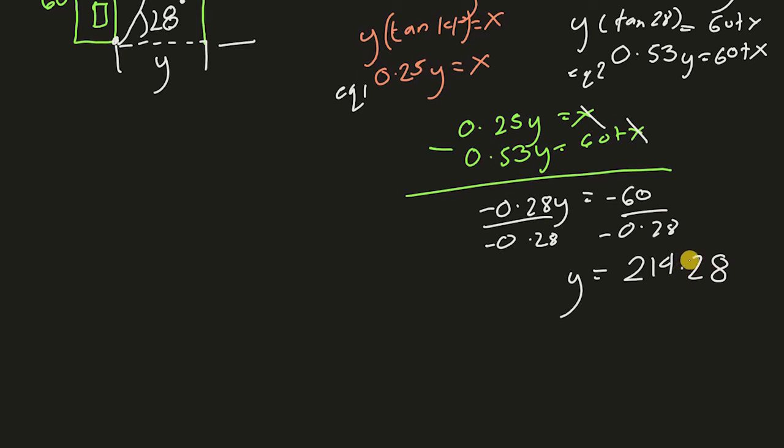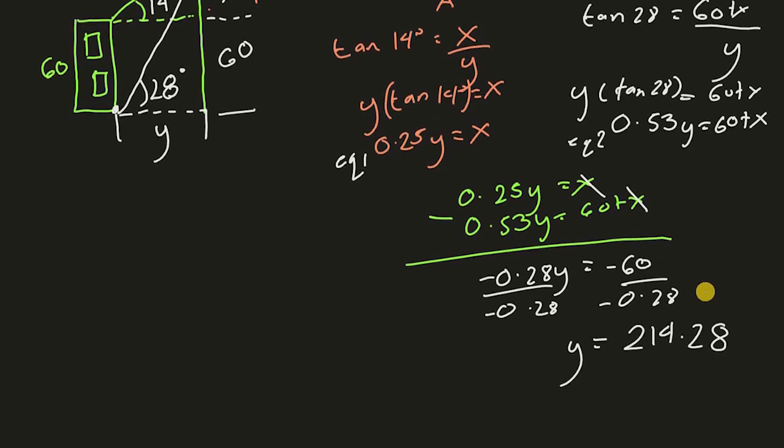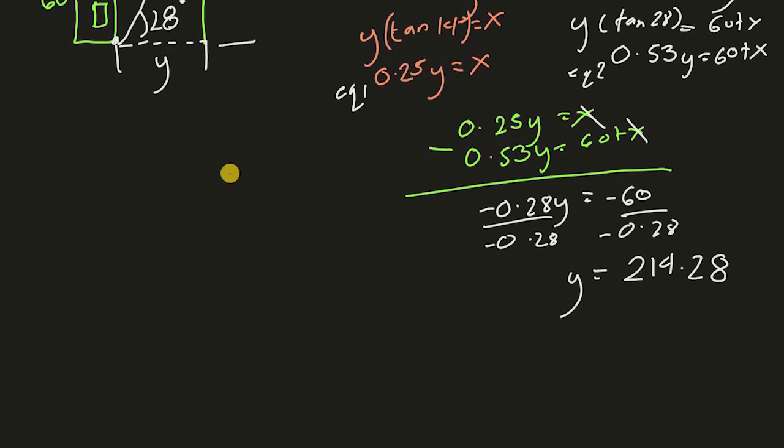So, that's the value of our y. This, the distance from the building to the bottom of the pole, is 214.28. Now, next is let's solve for the value of x. To solve for the value of x, we can just equate that here. So, that's 0.25y is equal to x. The value of our y is 214.28, so 0.25 times 214.28 is equal to x.